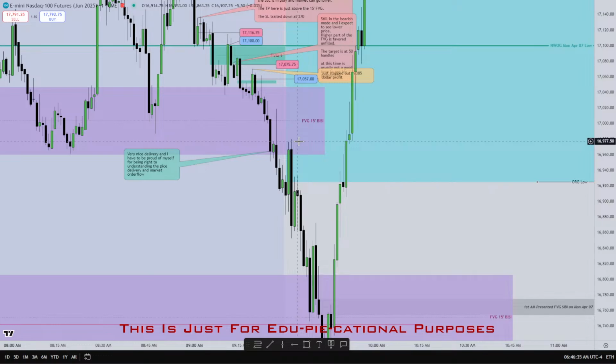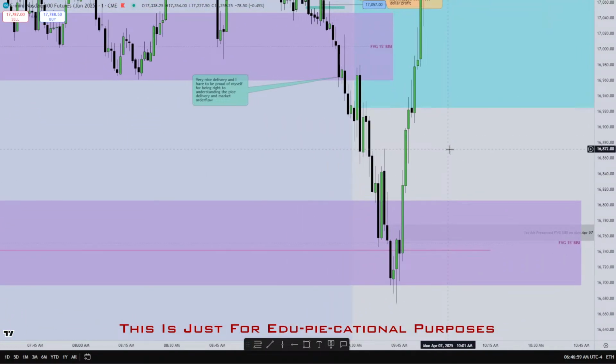I was expecting to see, after closing this green candle at 9:31, this candle going a little bit higher to reach the consequent encroachment of this 15-minute BC, and then from there I get in short, but it didn't reach here and immediately left the gap, as you can see.